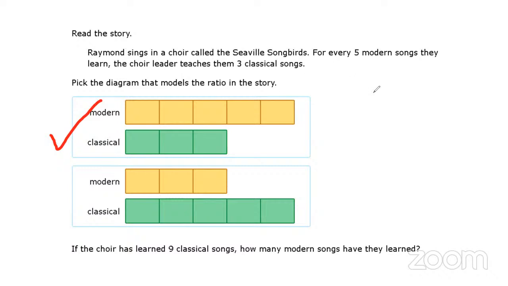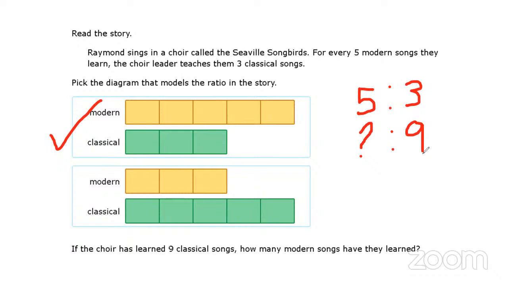Firstly, I'm going to write the relationship that we have already established, 5 modern songs to 3 classical songs. So here, if the choir learned 9 classical songs, how many modern? So we're going to put our question mark on this side for modern and the 9 classical songs on the other side. All right, so how many modern songs have they learned?